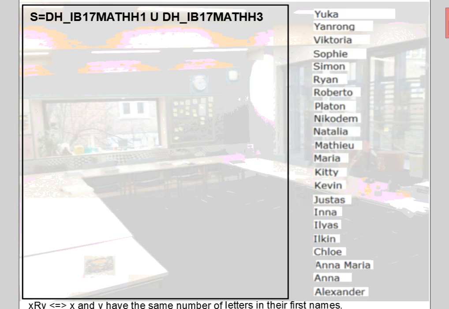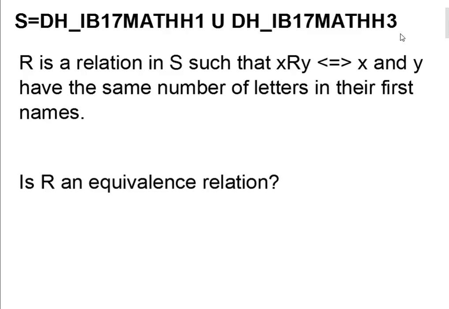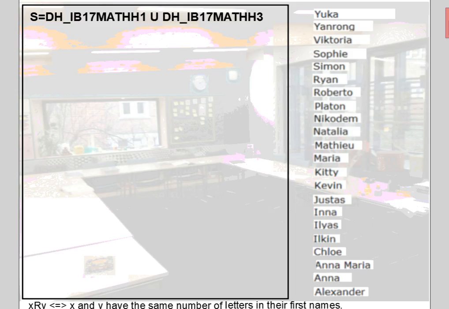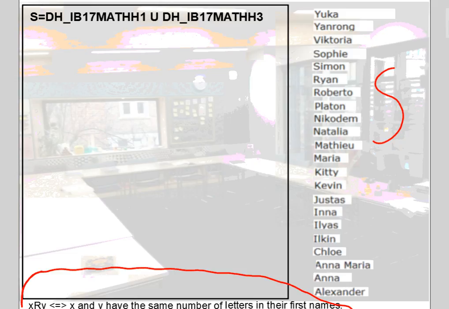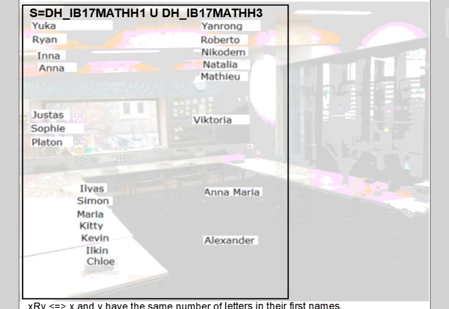And then we imagined all of you, i.e. the set S, coming into class and me asking you to stand with the people that you are related to under this relation. You have to stand with the people who have the same number of letters in their first name as you do. And this is what would happen.